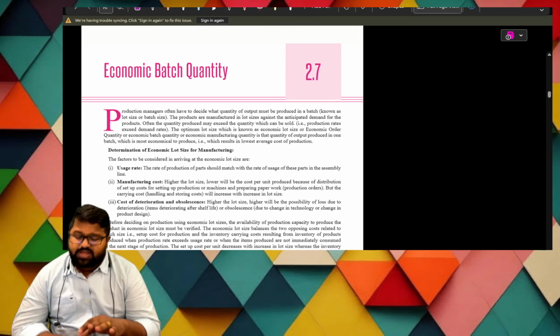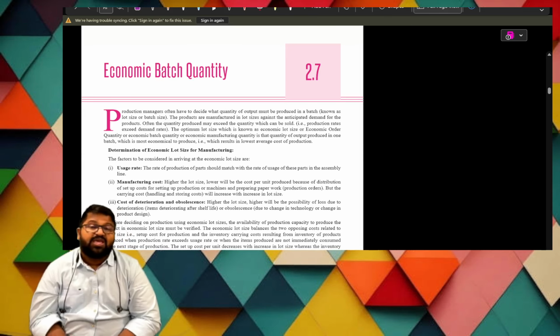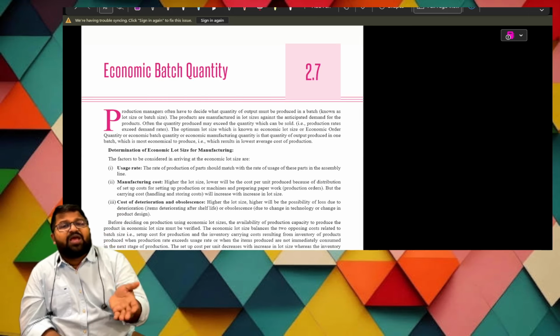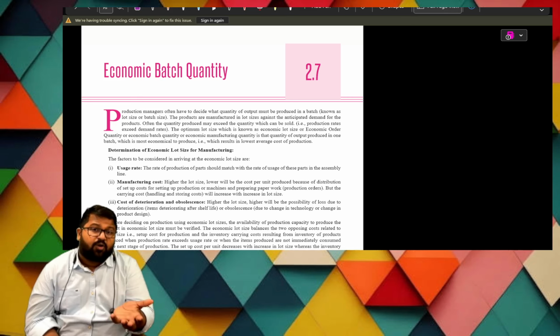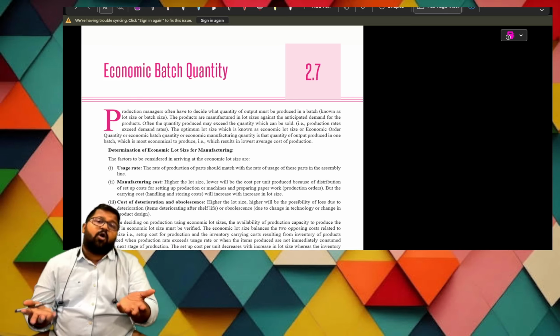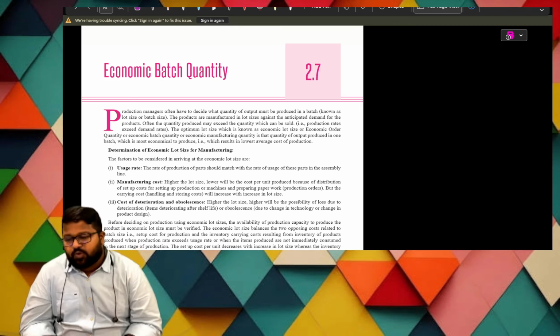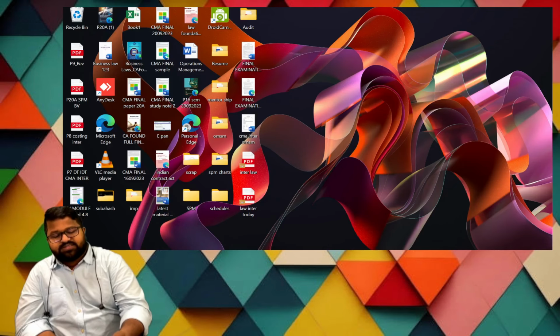So economic batch quantity is what? The quantity where we have an optimum carrying cost and an optimum ordering cost. At that level will be the economic batch quantity. Okay, till here is done. Second study note is done.